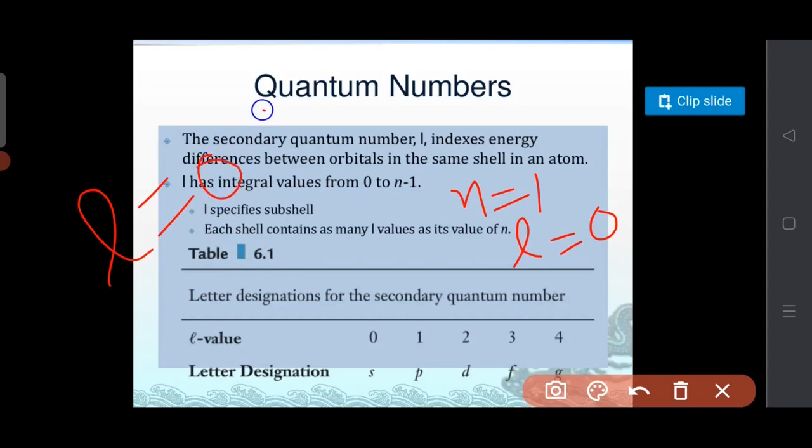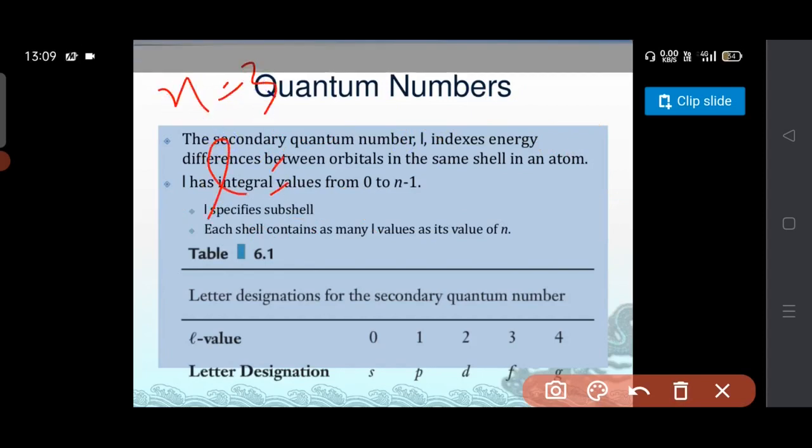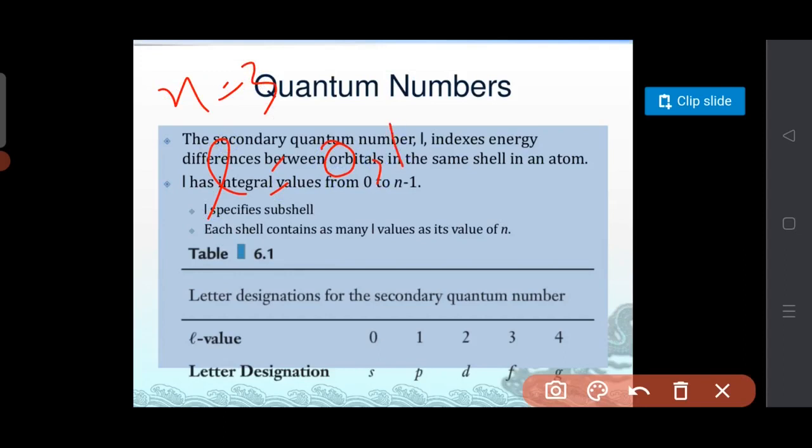from 0 to n minus 1 by this value. So 0 to n minus 1, only 0 is coming. So when n equals 2, then L equals 0, 1. So when n equals 3, then L equals 0, 1, 2. So by this way we will get the azimuthal quantum number.